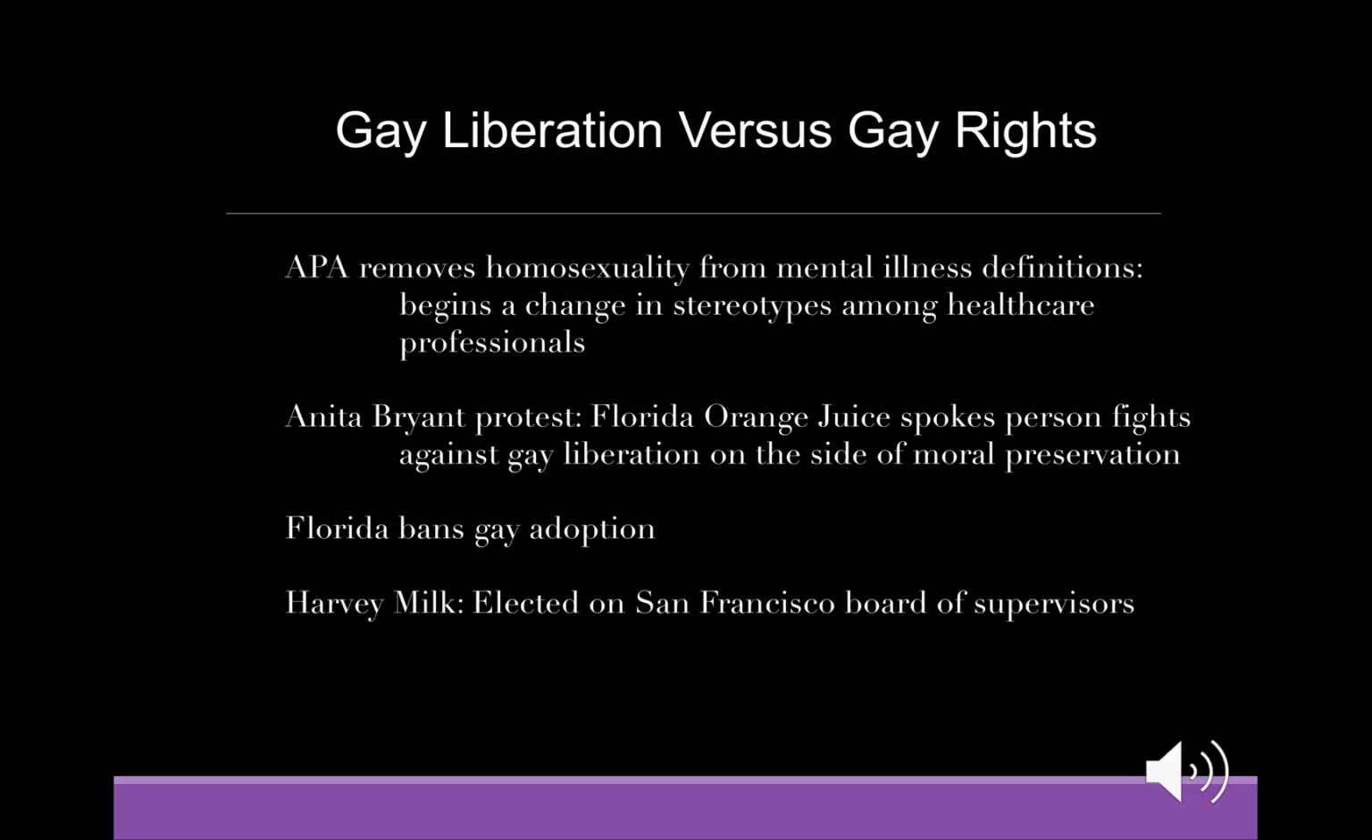In gay rights violations in the 1970s, you could see Florida banned gay adoptions. Several states tried to pass laws banning homosexuals from being school teachers. That was one case in Florida, and Anita Bryant, a country music artist, was ahead of that fight to have homosexuals barred from being public school teachers. She was a spokesperson for Florida Orange Juice, and she fought against gay liberation and gay rights on the side that she said that this was moral perversion.